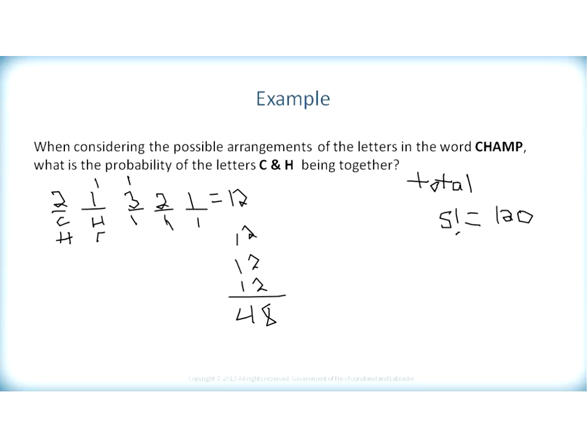We have 48, which is the options that we want, the ones that are favorable to us, over 120, which is the total number of possibilities. This being 2 over 5, or 2/5, which is 0.4, or 40%.